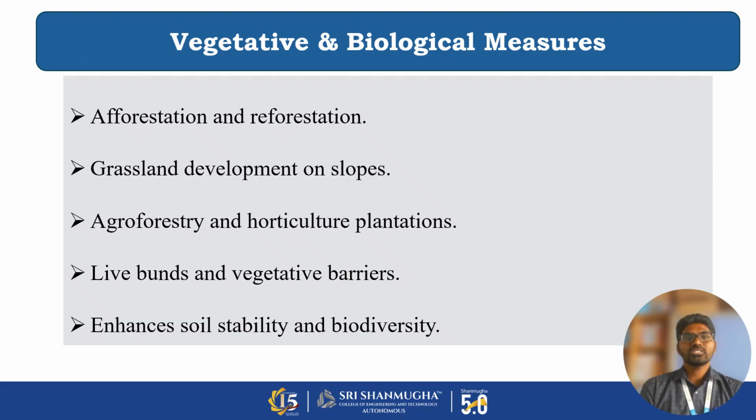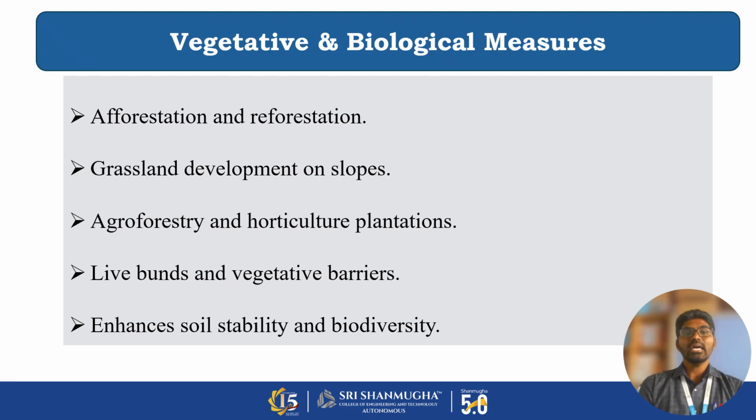Vegetative and biological measures are afforestation, reforestation, agroforestry, horticultural plantation, grassland development on sloping land, live bunds, and vegetative barriers. These are the vegetative and biological measures that help in watershed management, specifically for soil and water conservation.